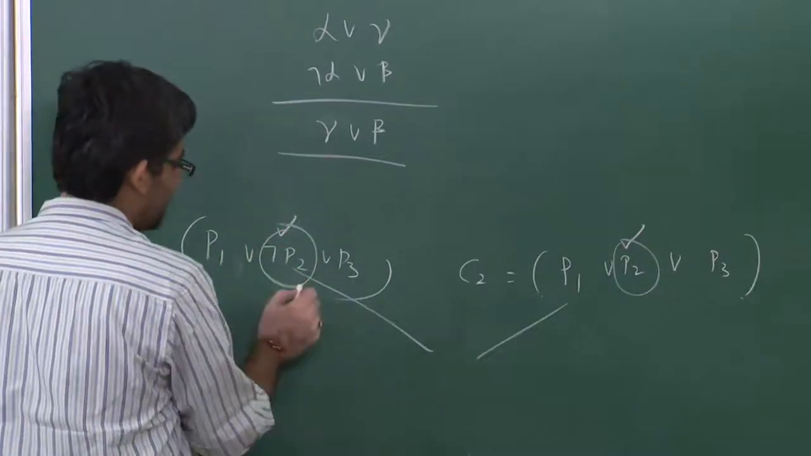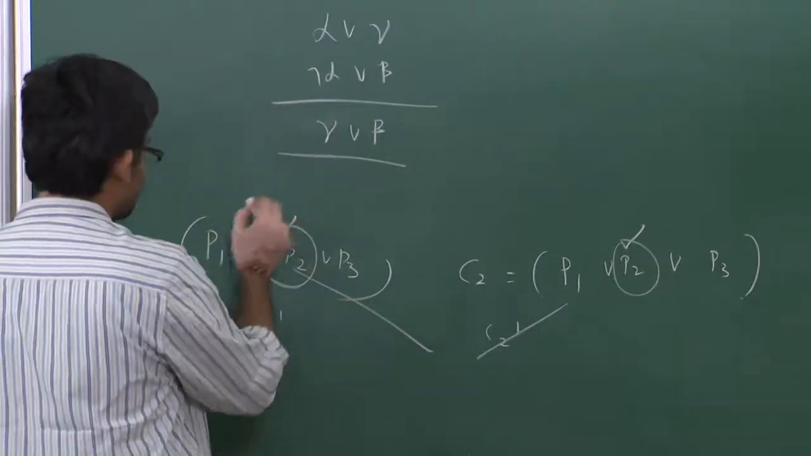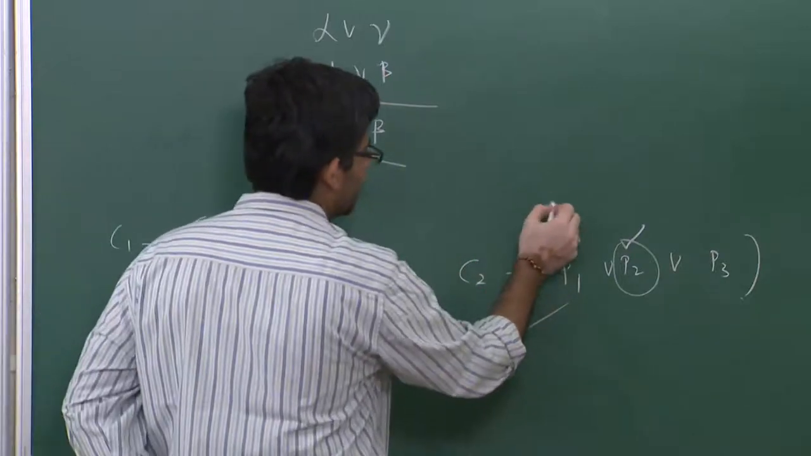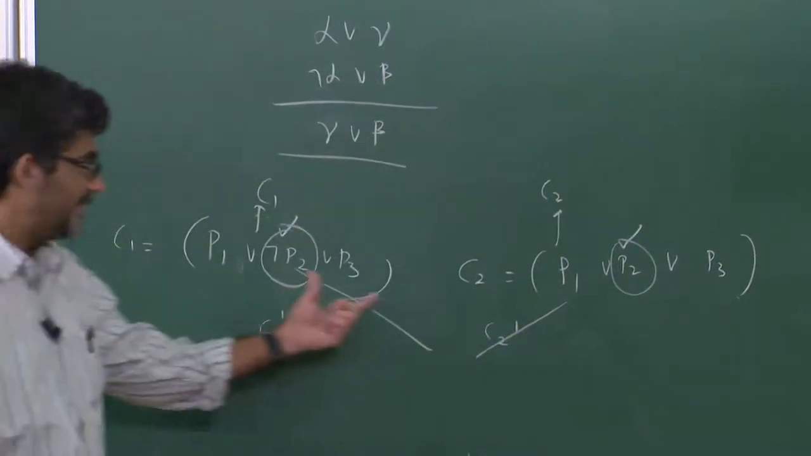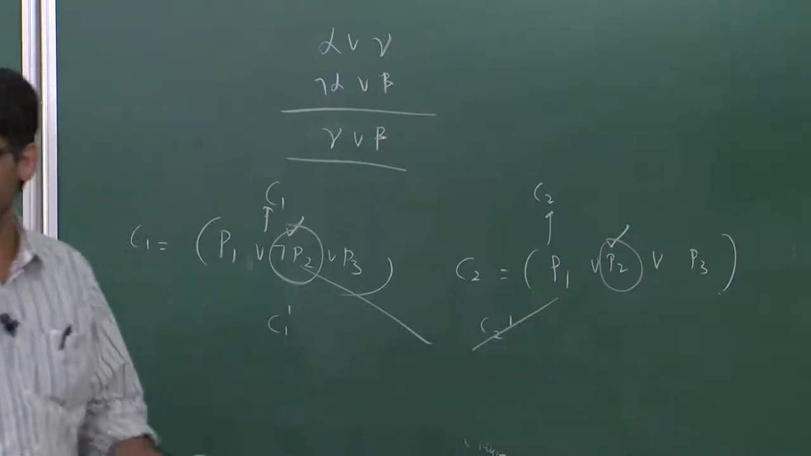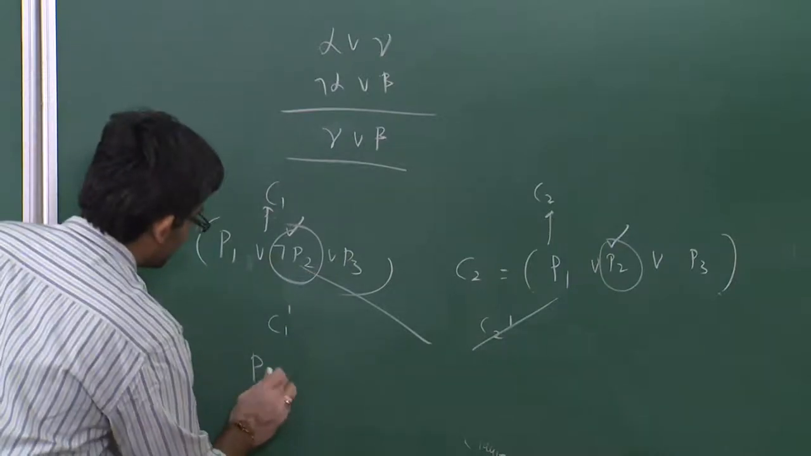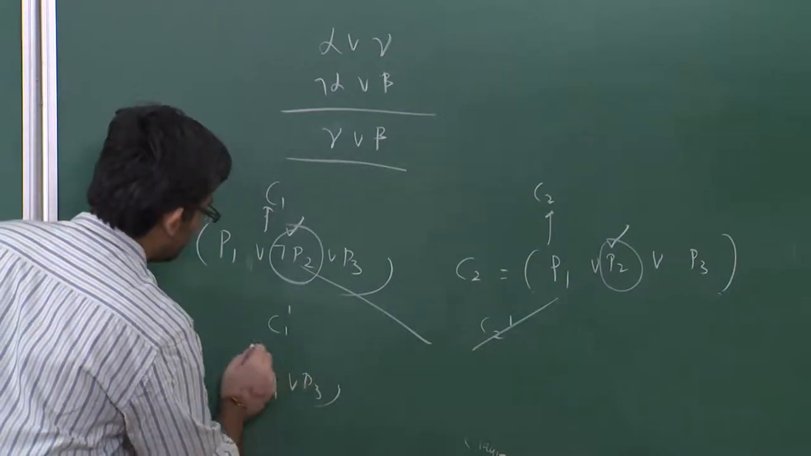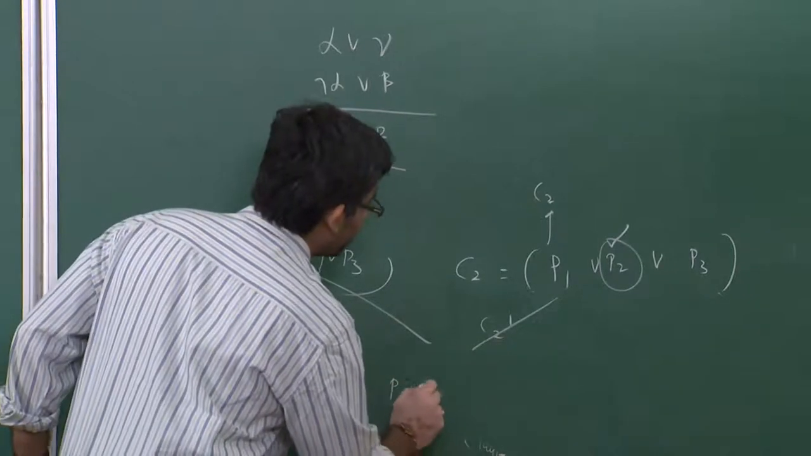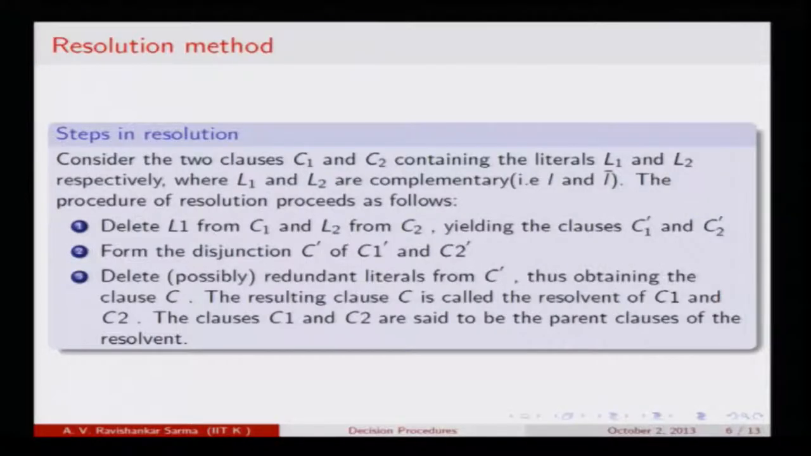So now it's a changed formula, C1 prime or C2 prime. Let us consider that this is C1 and this is C2. Now the literals got deleted, so this formula has become C1 prime, and this formula has been changed to C2 prime because we deleted the literals. Now you form a disjunction of whatever remains here, so that is P1 or P3 or P1 or P3. So that is what happens, obtaining a clause C as a resolvent of C1 and C2.